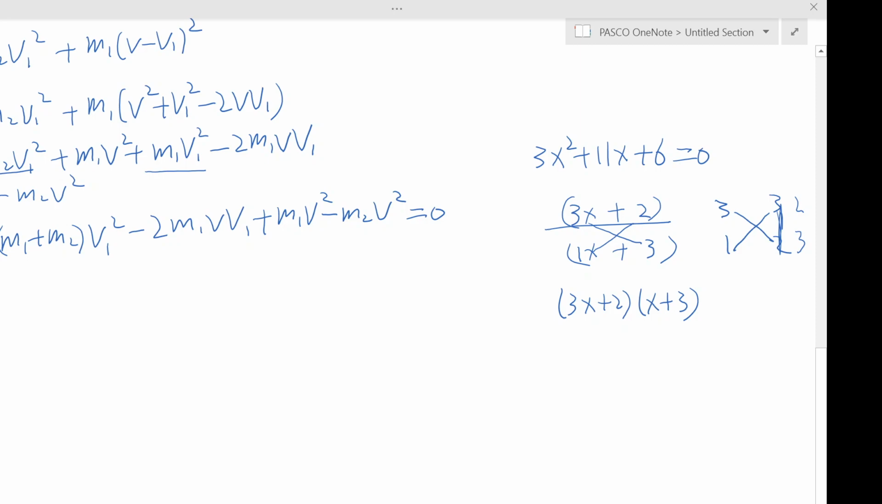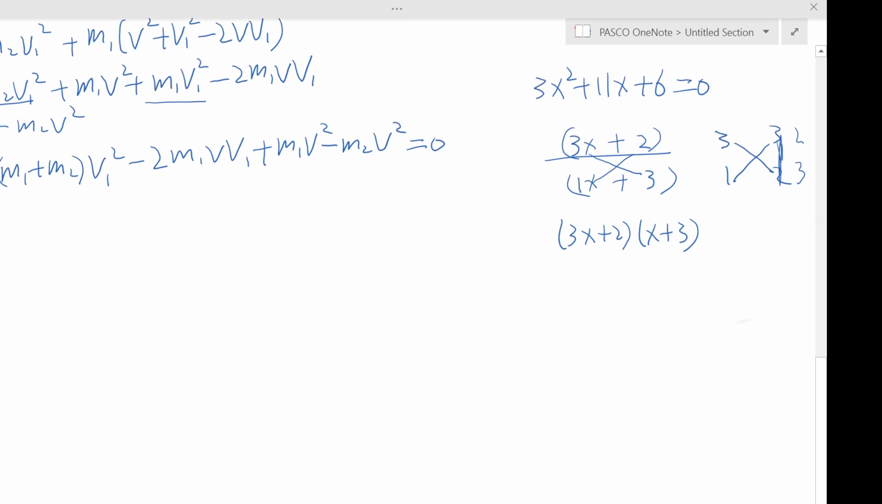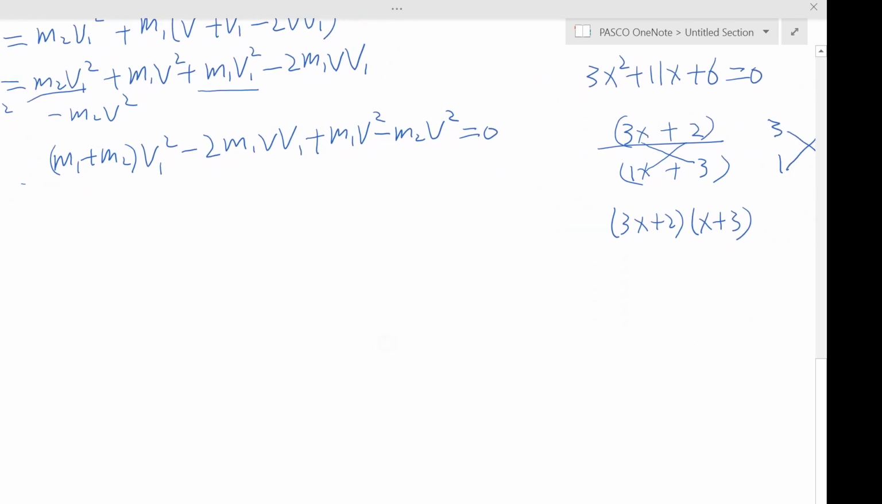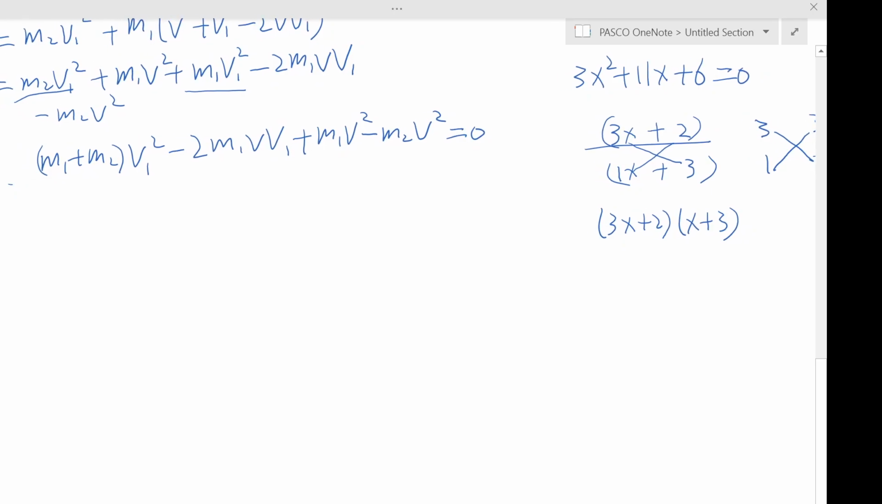So this is the method we're going to use. Basically the idea is we find two numbers multiplied to a, which is m1 plus m2. We don't have many choices, just m1 plus m2 and 1. So one of the factors is m1 plus m2 itself, the other one is 1. And our constant term is a little bit more complicated, right?